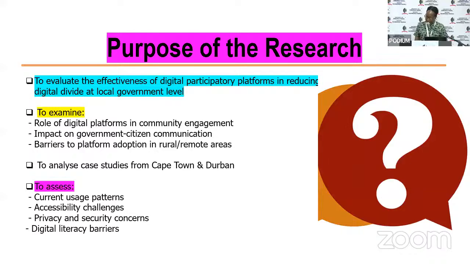It also analyzes case studies from Cape Town. The paper has 2 case studies, Cape Town and eThekwini, to assess current usage patterns of e-participation platforms, accessibility challenges, privacy and security concerns, and digital literacy barriers. The next aim is to contribute to the limited literature on digital platform effectiveness in local governance, and to apply theoretical frameworks such as deliberative democracy theory, network society theory, and social capital theory.